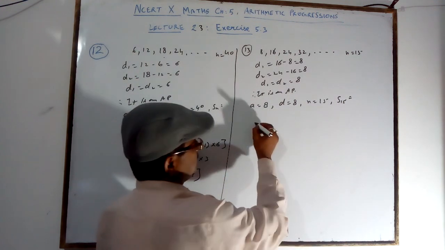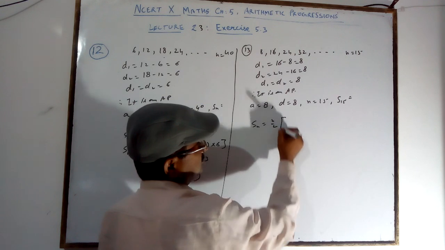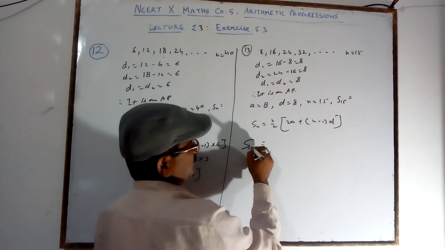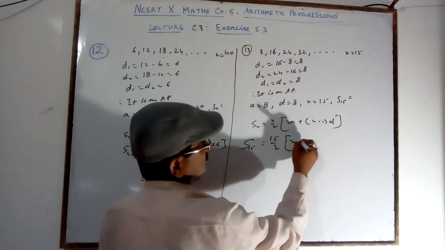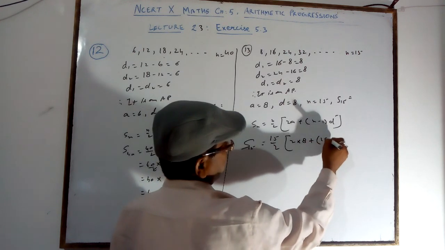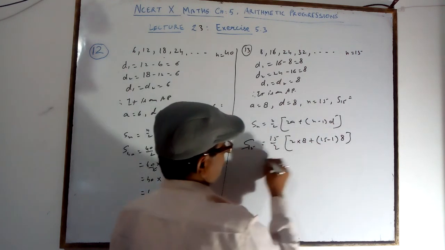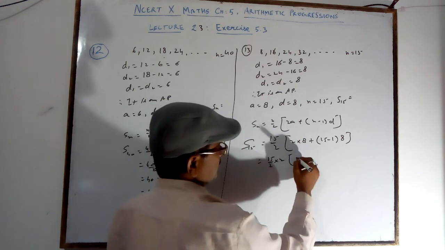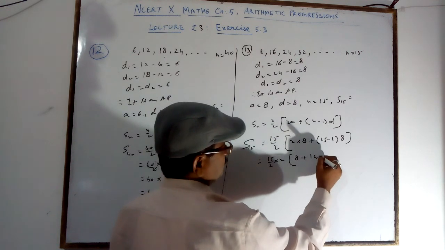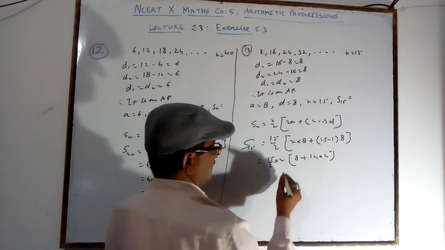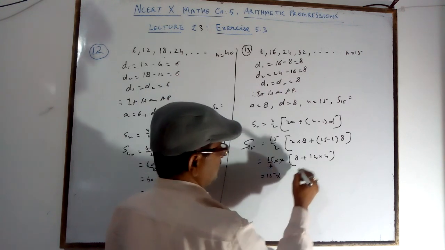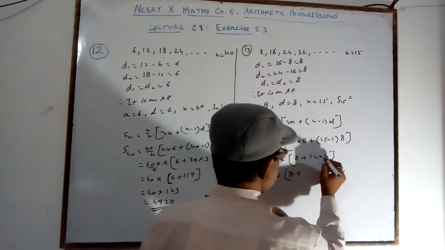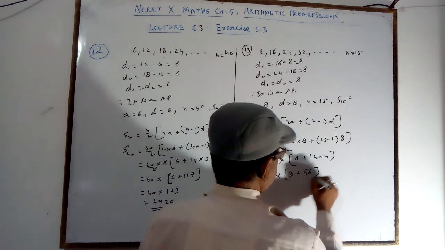It is your solution. Sn is equal to n by 2 into 2a plus n minus 1 into d. Put the values: 15 by 2 into 2 into 8 plus 15 minus 1 into 8. For cancellation, 2 is common in both: 8 plus 14 into 4, because 2 fours are 8. The 2 and 2 cancel. 15 into 8 plus 56.